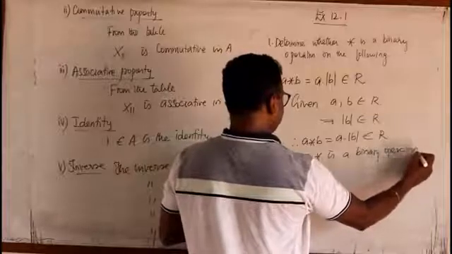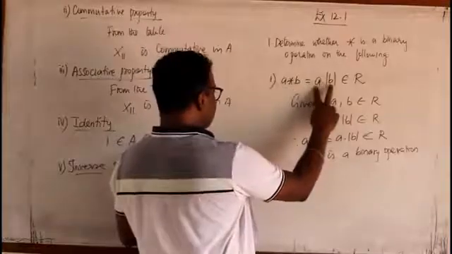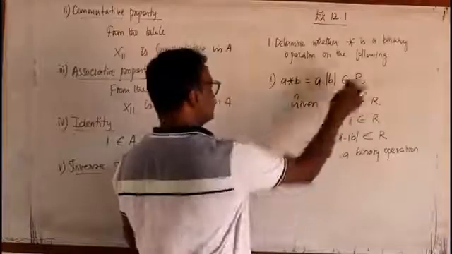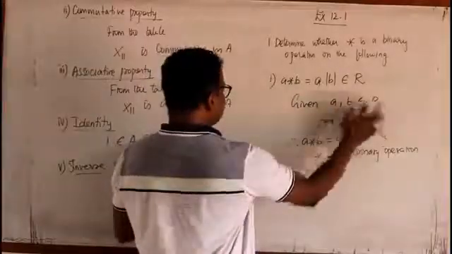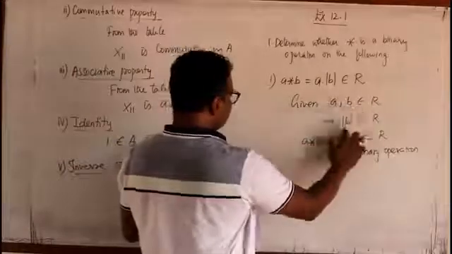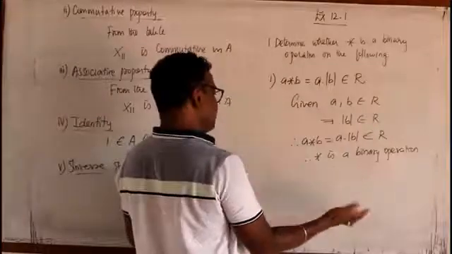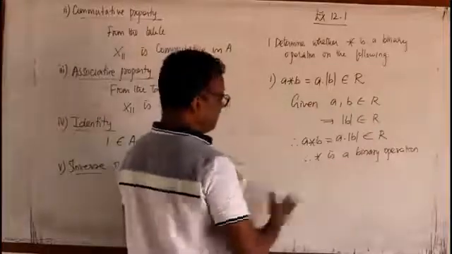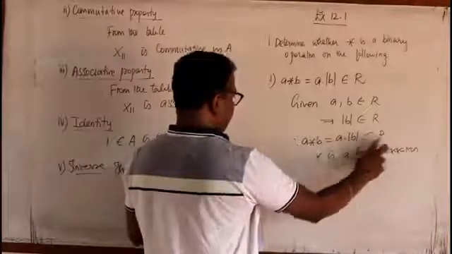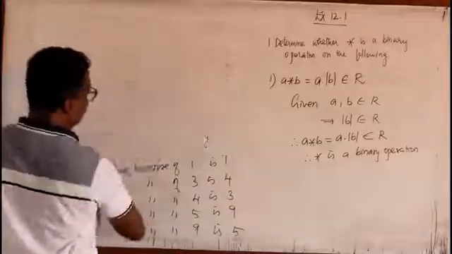Are you able to follow? When I operate these two numbers, I must get A into modulus of B, and this A into modulus of B, the result must be in R. So if A and B are in R, and we know that if B is in R, then modulus of B is also in R, because B may be negative or positive, both the negative and positive will be in R. So A star B is A into modulus of B, as they define, definitely the result will be in R. Therefore, star is a binary operation on R.